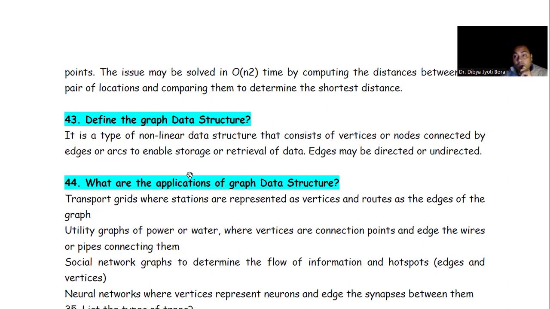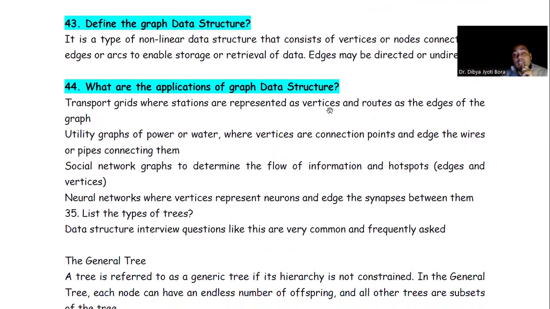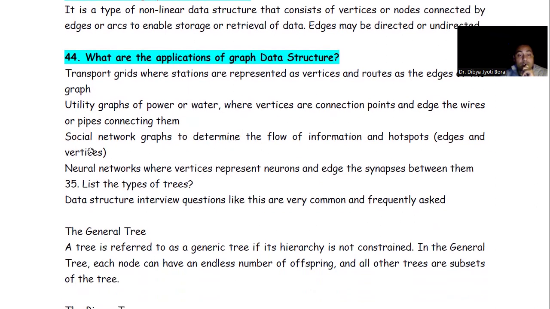Graph data structure is a nonlinear data structure, right? Here we have vertices, or nodes, connected by edges or arcs. These edges may be either directed or undirected. What are the applications of graph data structure? Like transport grids, where stations are represented as vertices and routes as edges of the graph. Utility graphs of power or water, social networks graphs, neural networks graphs. So these are some examples of graph data structure. Even in your Facebook also, we use what? Graph data structure.